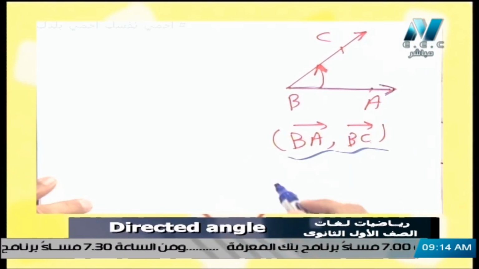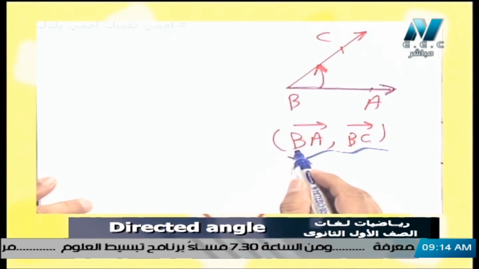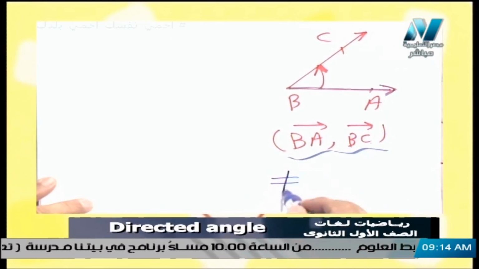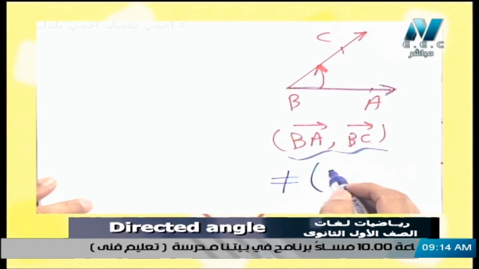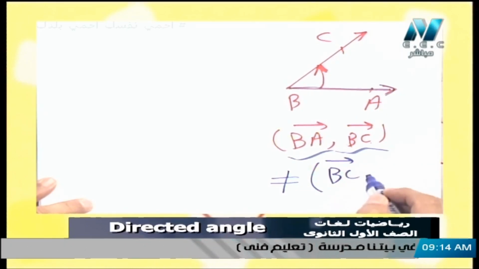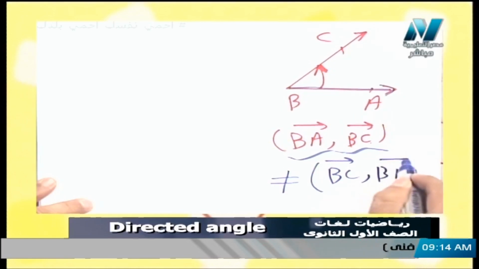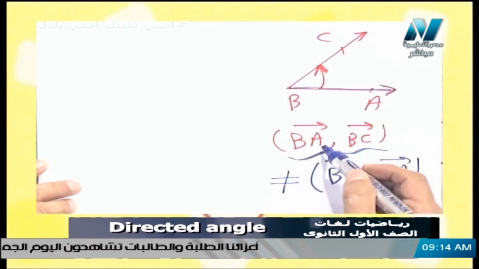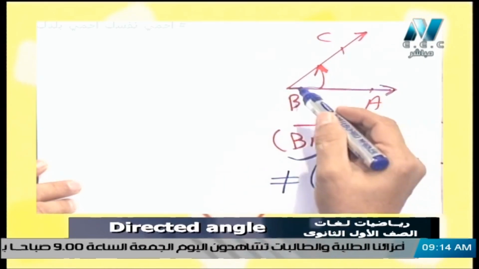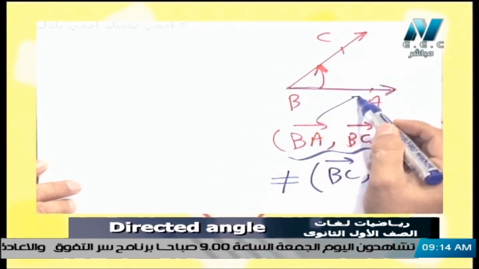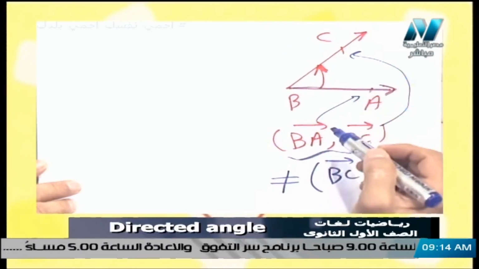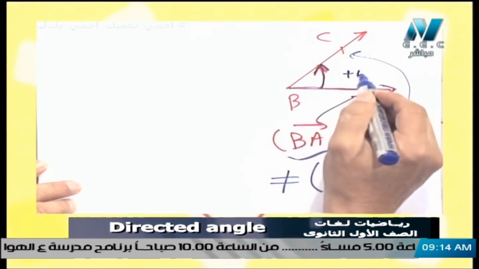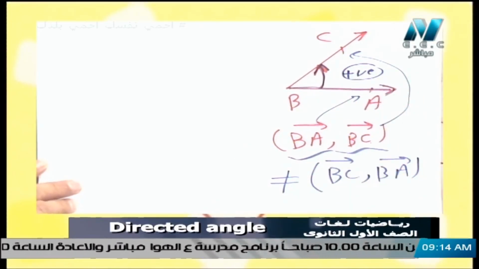And concentrate on this: the ordered pair BA and BC doesn't equal the ordered pair BC and BA. Why? Because the ordered pair BA and BC means that BA is initial here and BC is terminal, so the angle makes this direction, so the angle is positive because it is anti-clockwise direction.